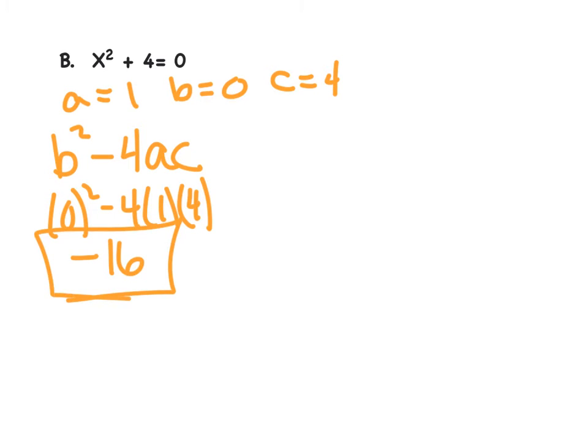So what does that tell you about the graph, about the solutions? The second I know I'm getting a negative under the radical, I'm going to say that my solutions are going to be complex, and I'm getting 2 of them. So 2 complex solutions.